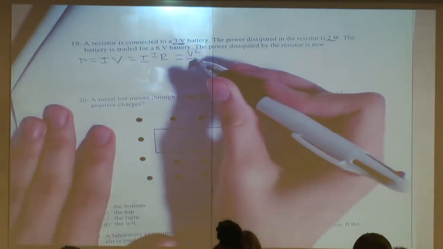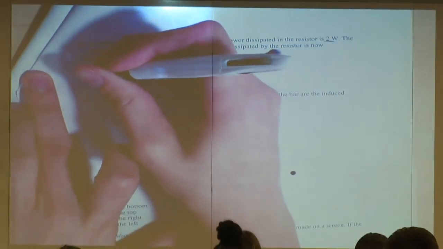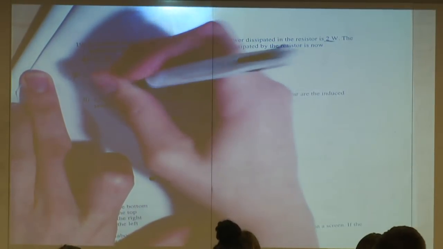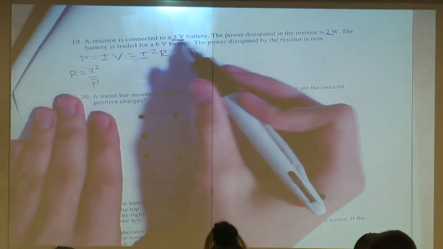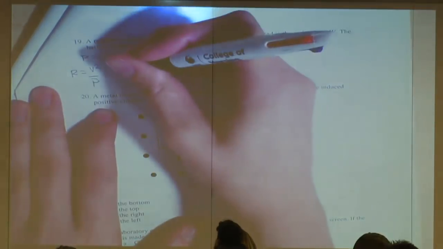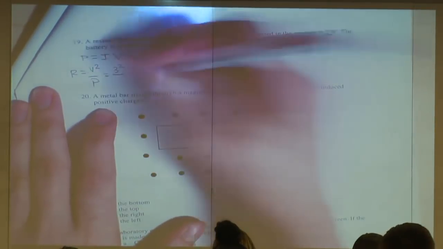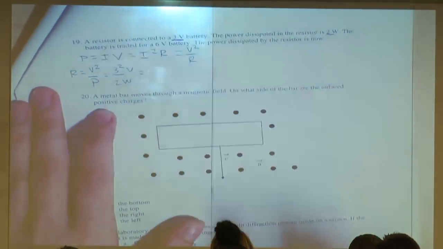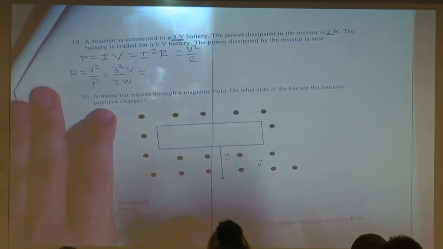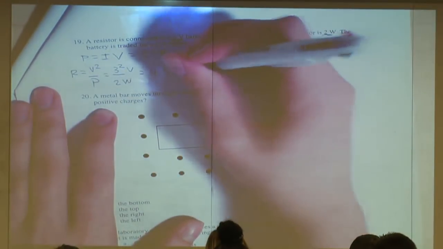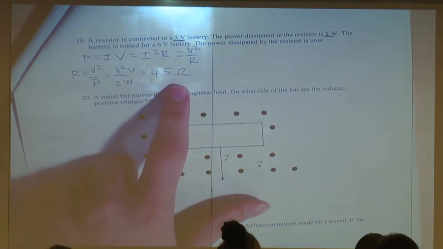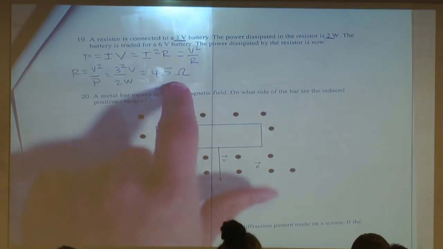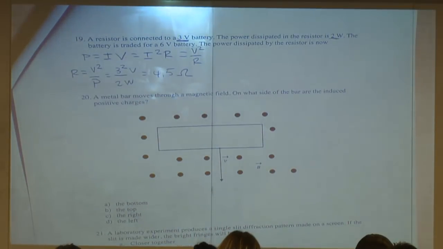So if P equals V squared over R, then R equals V squared over P. So we just have to manipulate that. We're given that the voltage is 3 volts. So 3 squared would be 9, over 2 watts. Then that's just 9 divided by 2, which would be 4.5 ohms. So that's the value of the resistor, and that's not going to change. Once you have that resistor value, you can plug that in even if the voltage changes.